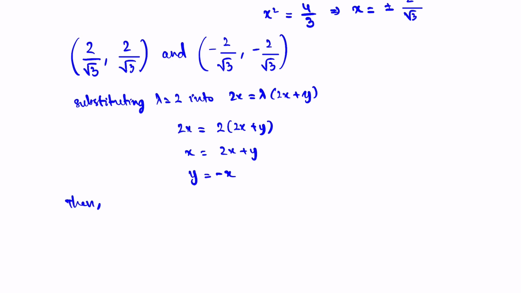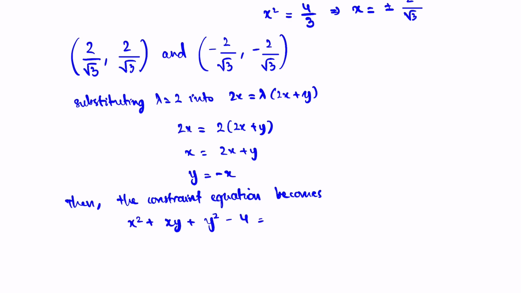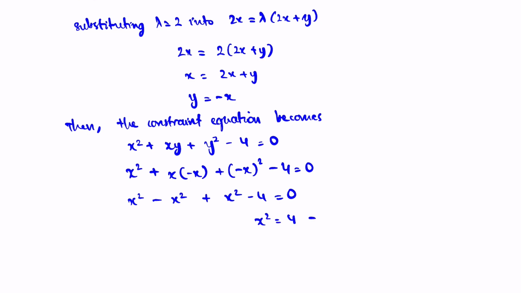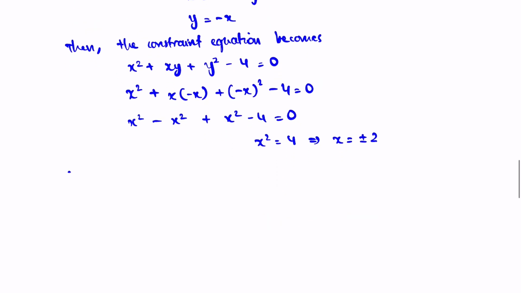Then the constraint equation becomes x squared plus xy plus y squared minus 4 equal to 0. But in this case, y is equal to negative x. So you have x squared plus x times negative x plus (negative x) altogether squared minus 4 equal to 0, or x squared minus x squared plus x squared minus 4 equal to 0, or x squared equal to 4, which implies that x is equal to plus or minus 2. And from this value, we get two additional points of interest. That is (2, negative 2) and (negative 2, 2). So 2 more points.